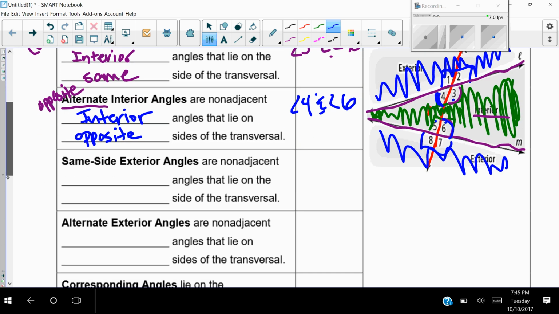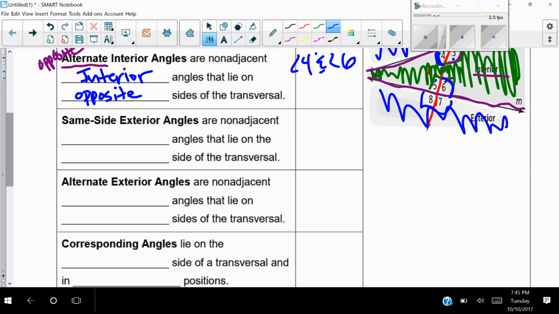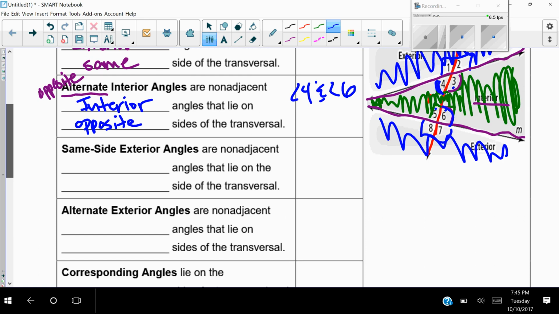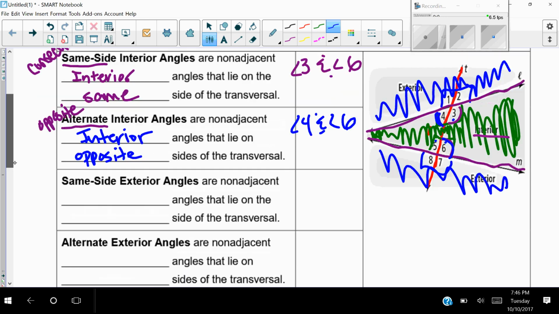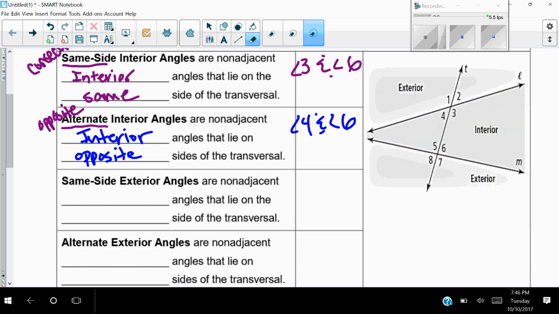And I gave you a pair. You guys write down the next pair, the other pair. Same side exterior. So now I'm looking at the exterior angles, which means the outside angles. I'm just going to erase this. So I'm looking at the exterior angles, which are 1 and 2 and 8 and 7. These are my exterior angles.